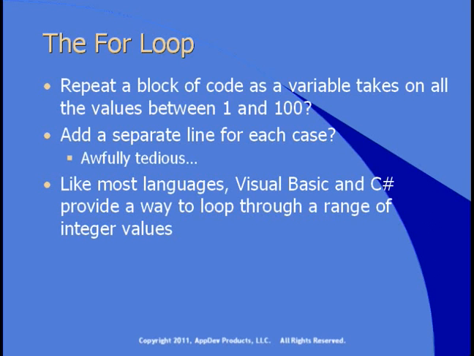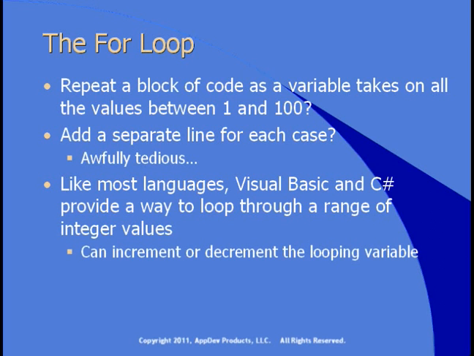Instead, like most languages, both Visual Basic and C#, well, pretty much every .NET language, provides a way to loop through a range of integer values. You can increment or decrement the looping variable. You can increment or decrement by one or by some other value.